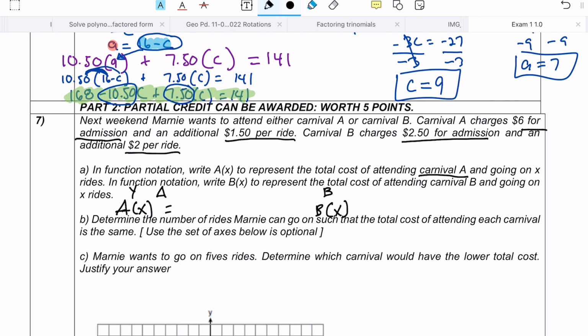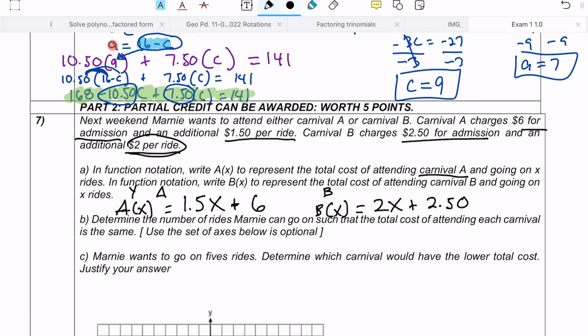So now we can say that Carnival A charges $6 for admission and $150 per ride. So let's say we can represent X as the number of rides. So it's going to be $150 per ride plus the $6 admission at the door. Carnival B, on the other hand, charges $2 per ride. That's 2x plus $250.